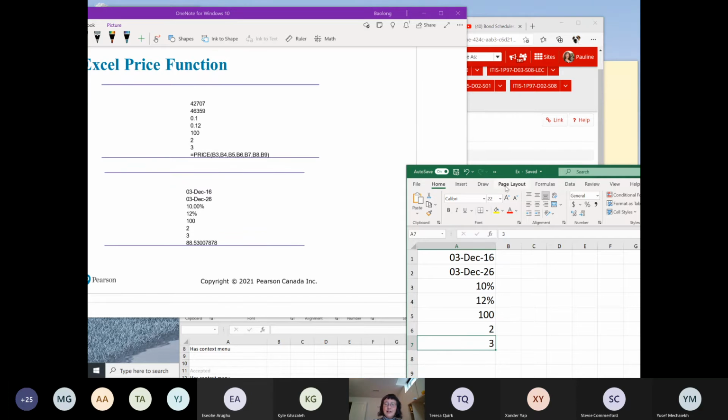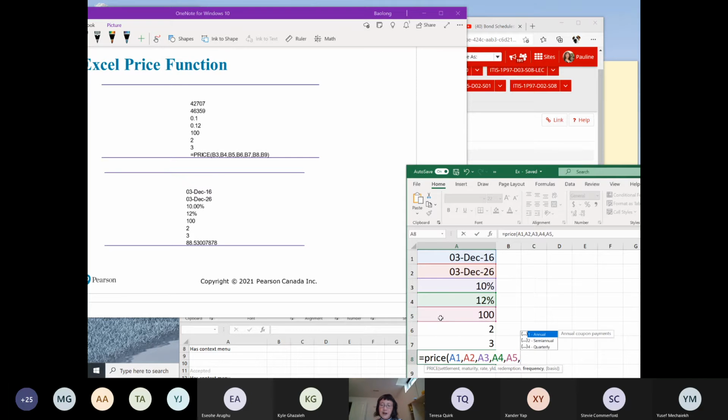So after you type in all this information, next you type in equal price. Settlement means the date you bought the bond. Maturity date is here. Rate is actually the coupon rate. Yield is the market rate. There are 2 rates: one is the coupon rate, the other is the market rate. We also call it yield. Do not confuse this. Redemption value is 100.